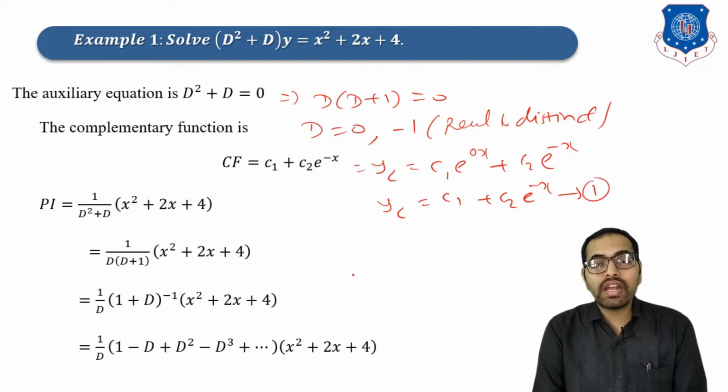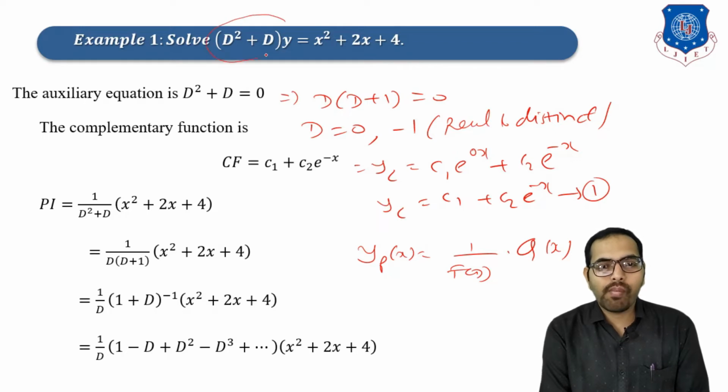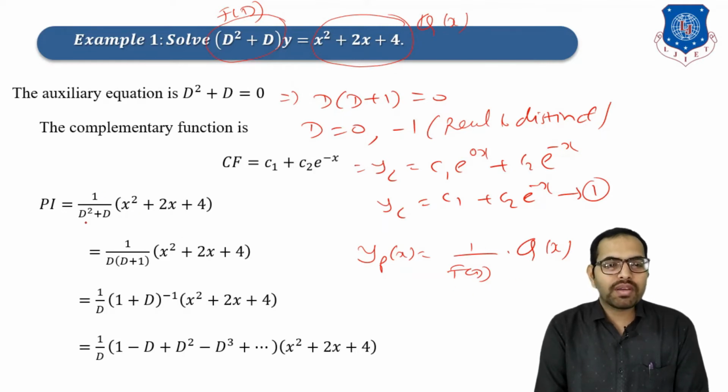Now move to finding the yp. We have the formula for the particular integral, yp of x equals 1 upon f of D into Q of x, substituting the values of f of D and Q of x. The term indicated by f of D is D square plus D, and the polynomial of x is indicated by Q of x, as well as R of x. Now substituting these values, it becomes 1 upon D square plus D of x square plus 2x plus 4.